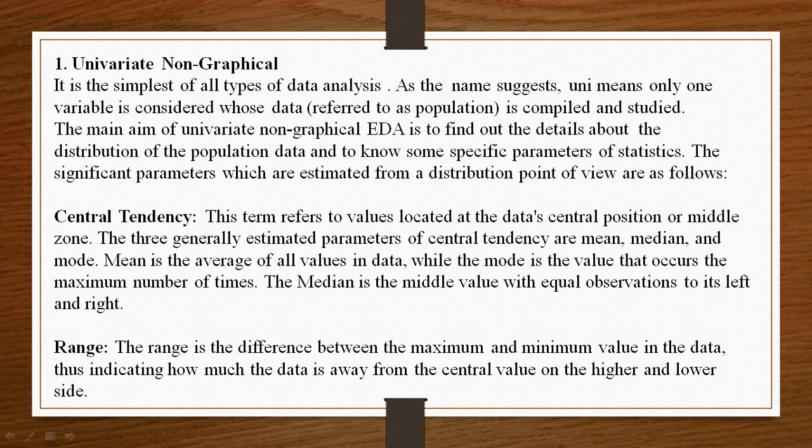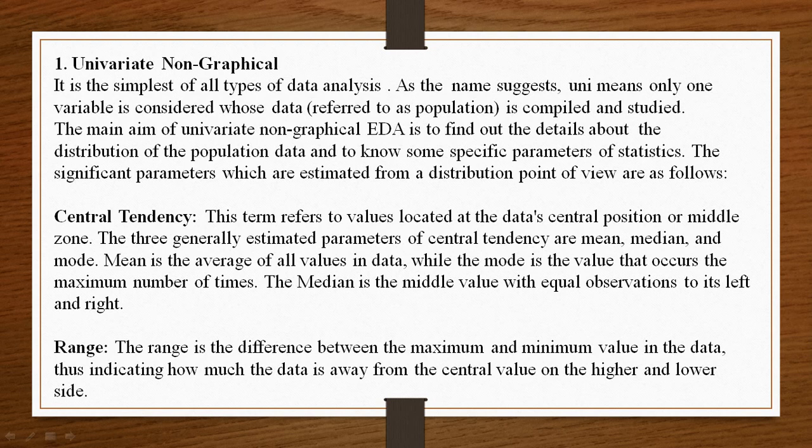The significant parameters which we will estimate from the distribution point of view are: first is central tendency. This is referring to the values located at the data's central position or middle zone. The three generally estimated parameters are mean, median and mode. Mean is the average of all the values in the data. Mode is the value that occurs the maximum number of times, that is frequency. And median is the middle value with equal observations to its left and right. So that is called mean, median and mode.